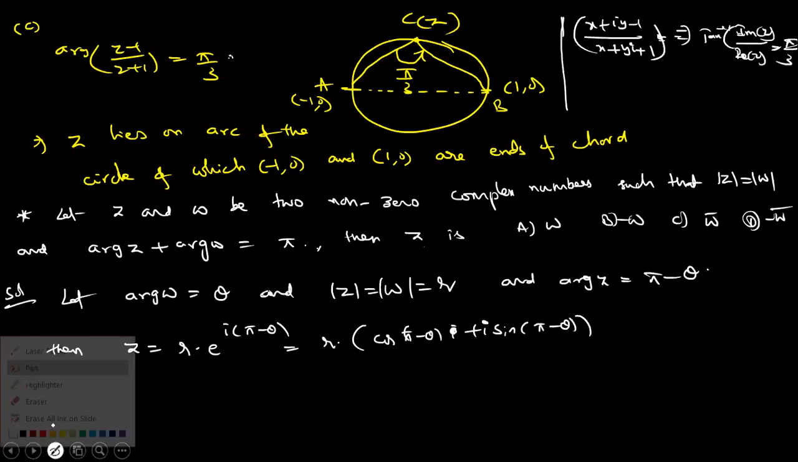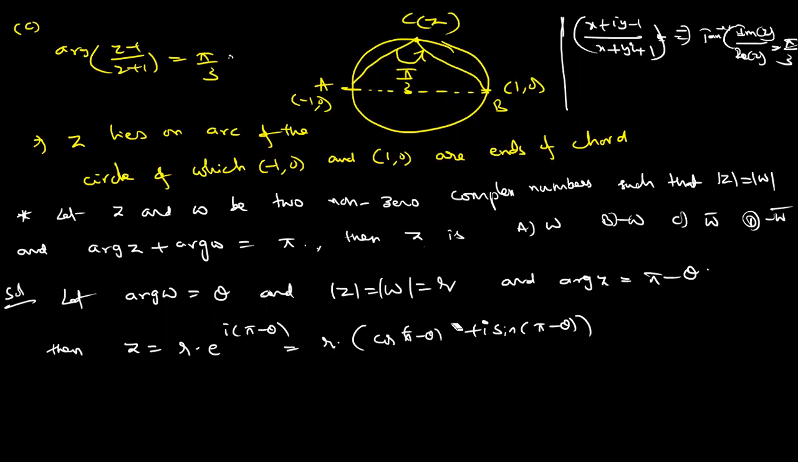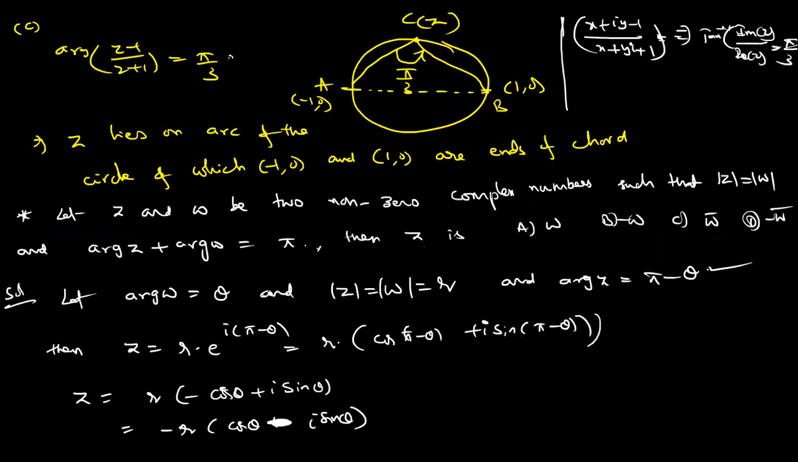See carefully. Accepting this point. Why? Because here argument of z is how much? Pi minus theta is coming. So to find z, it is equal to r into cos 180 minus theta, that is minus cos theta, plus sin 180 minus theta, sin theta only. Dear students, take minus outside. Cos theta minus i sin theta.